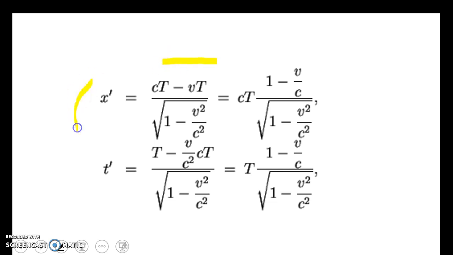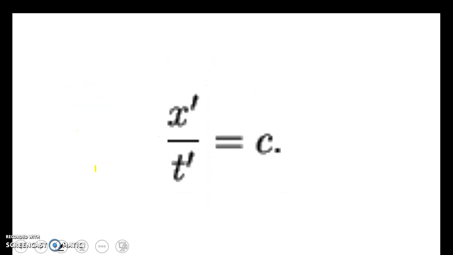Okay, so here is what we got, right? Now, when we do some math, we find that the speed of light in the x prime, t prime frame would also be c. So we're not changing the speed of light, which proves, the Lorentz transformation proves Einstein's second postulate.